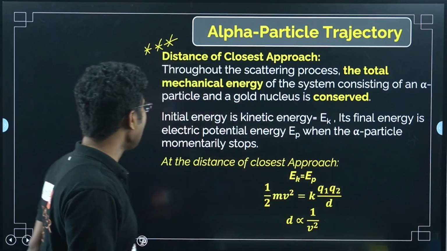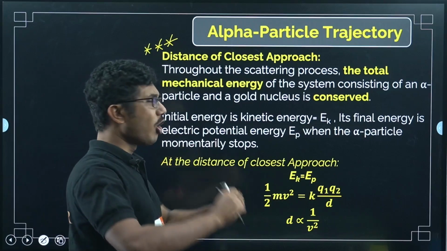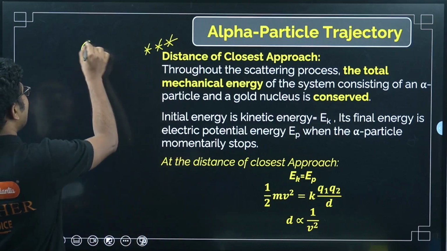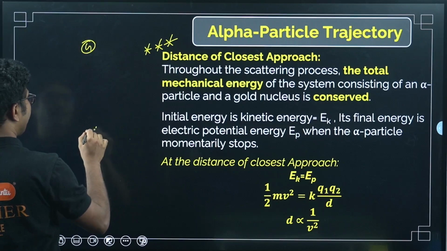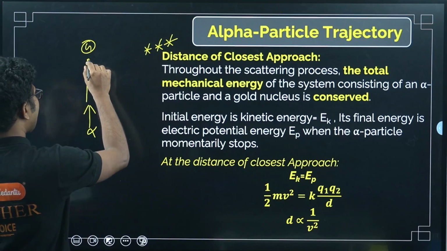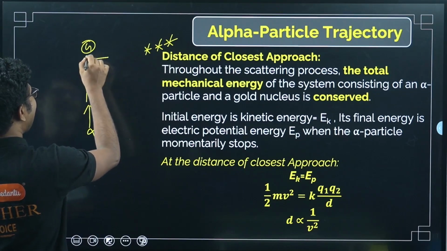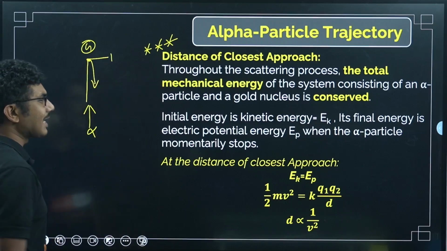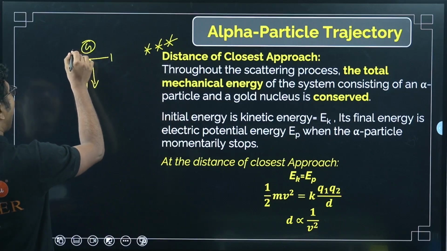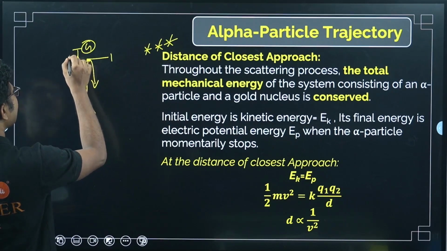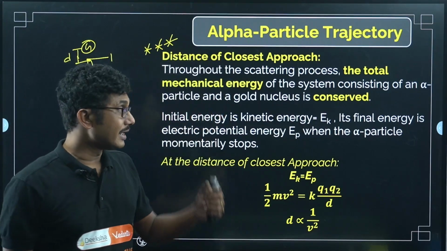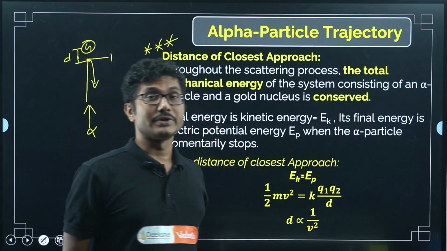When the alpha particle momentarily stops, all its kinetic energy is converted into potential energy. Suppose there is a gold atom and an alpha particle moving toward it. Suddenly it stops here and then comes back. At this point, when it is at rest, its entire kinetic energy converts into potential energy, and the distance between the atom and the alpha particle is called the distance of closest approach, generally denoted by the symbol d.